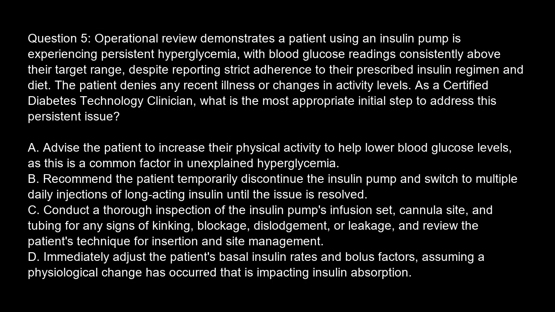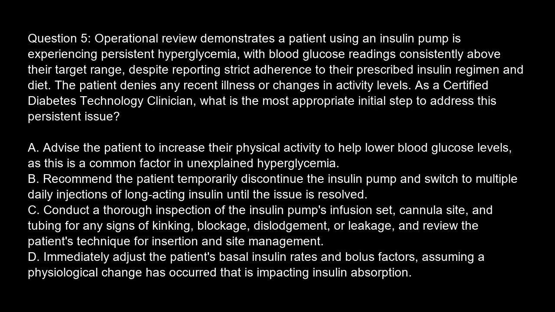Question 5. Operational review demonstrates a patient using an insulin pump is experiencing persistent hyperglycemia, with blood glucose readings consistently above their target range, despite reporting strict adherence to their prescribed insulin regimen and diet. The patient denies any recent illness or changes in activity levels. As a certified diabetes technology clinician, what is the most appropriate initial step to address this persistent issue? Option A. Advise the patient to increase their physical activity to help lower blood glucose levels, as this is a common factor in unexplained hyperglycemia.